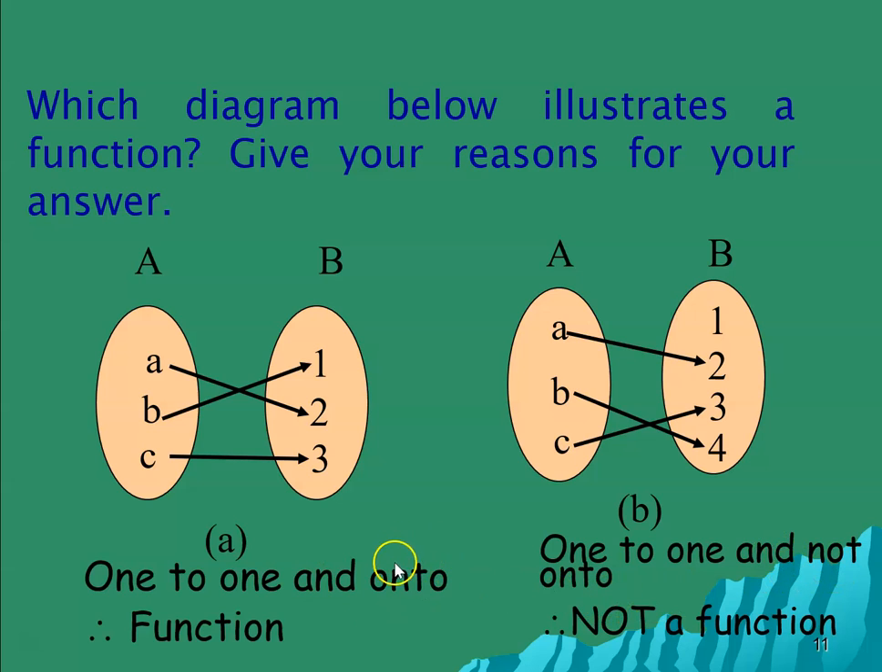Okay, onto di sini bermaksud all the elements must have the pair. Mesti ada pasangan. That is what we mean by onto. This one over here, we have all the elements are paired with this element of set A. But in here, there is one element over here in set B which has no pair, tidak ada pasangan. That's why we call it a one-to-one function, but it is not onto. So when it is not onto, we call it as not a function, bukan function.